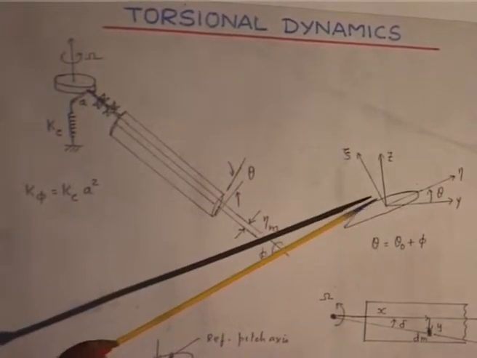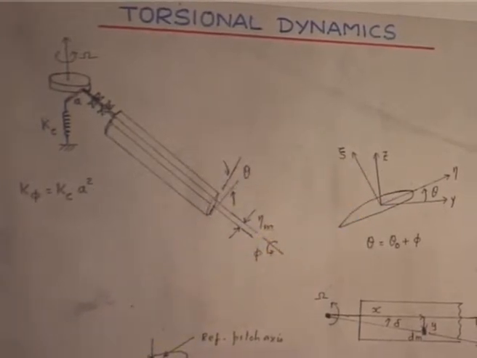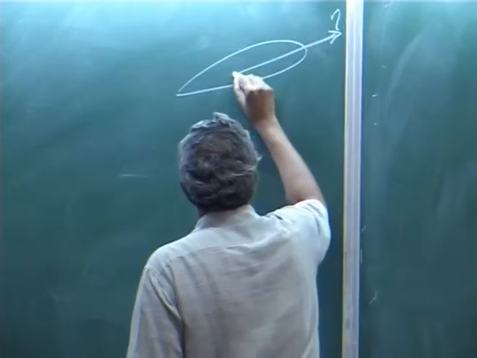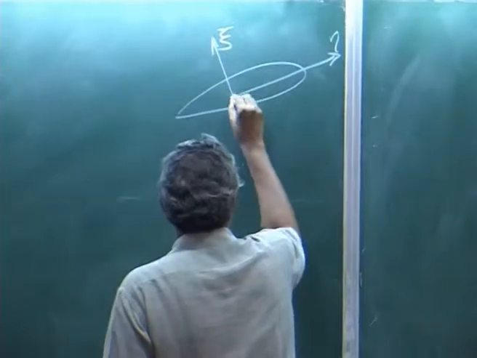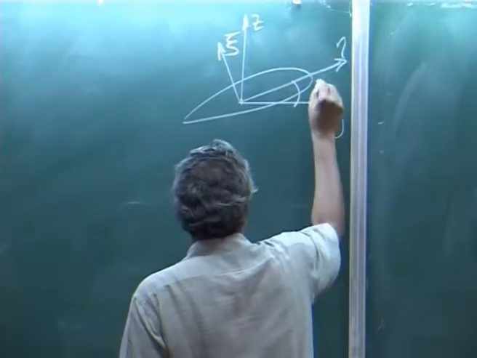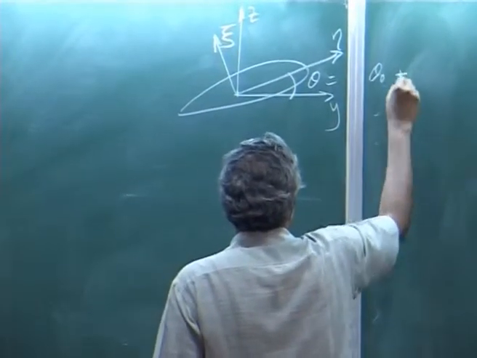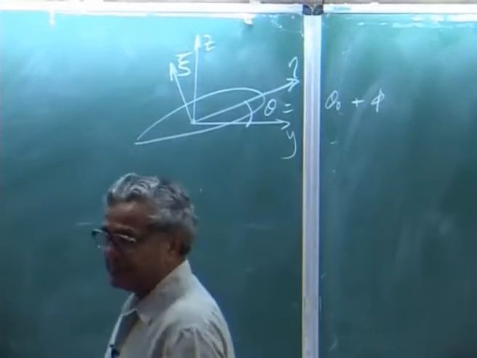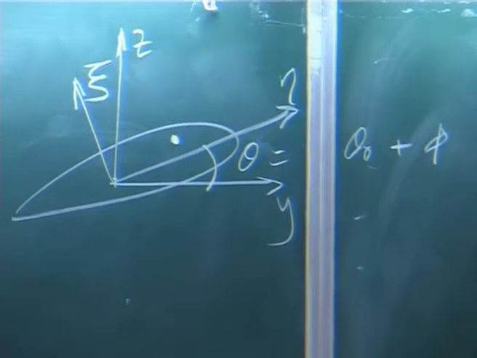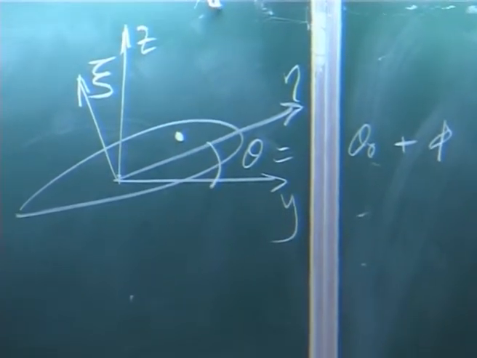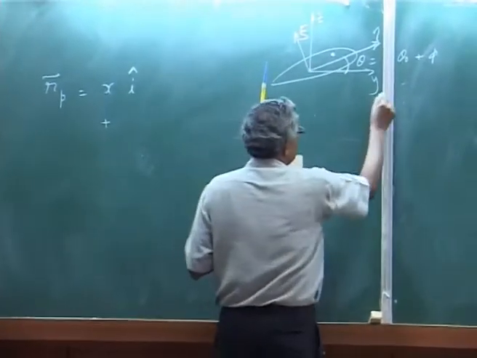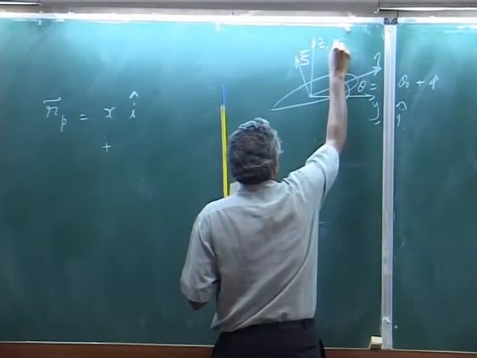So you take any point on the cross section, which is this is your eta, this is your xi, and this is your y, and this is your z, and this angle theta naught plus phi. So take any point on the cross section and write the position vector. Position vector will be x I along the x direction, then you will have y, this is j, and this is k direction.